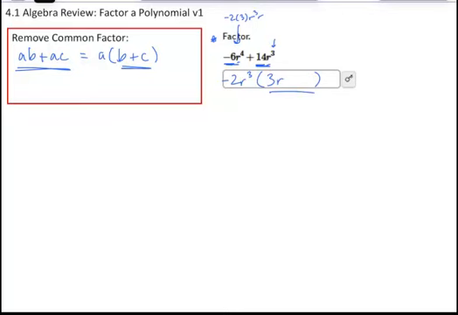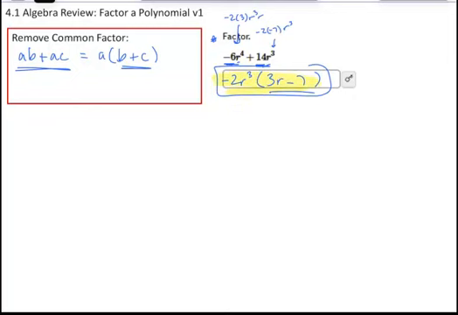Okay, move to the next term. Positive 14, if we remove a common factor of negative 2, that's going to leave negative 7. And if we remove all 3 of these r cubes, there's nothing left inside. So it's just the 3r minus 7, and that would give you your factored form.